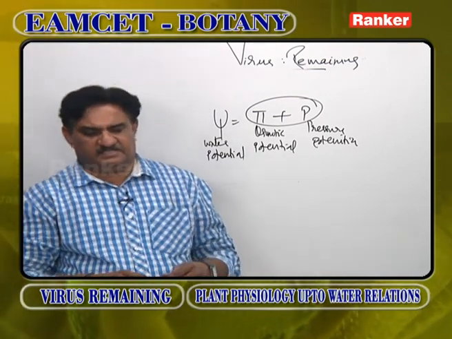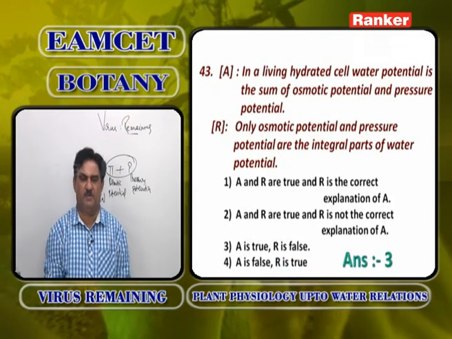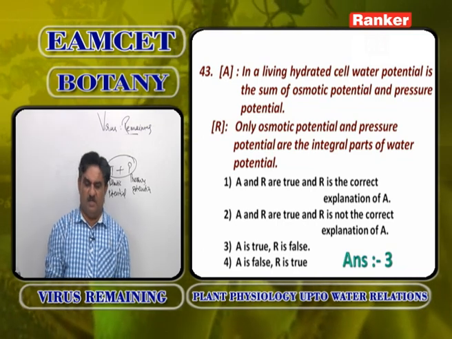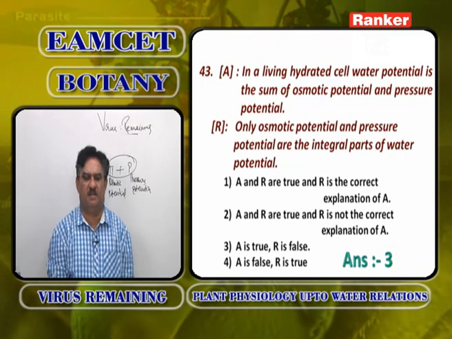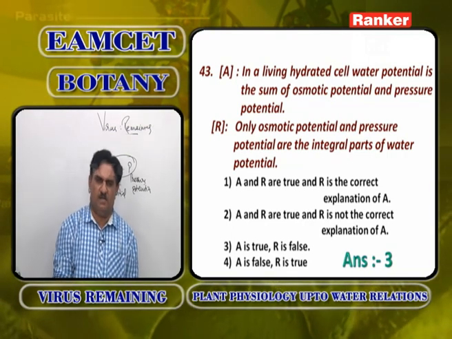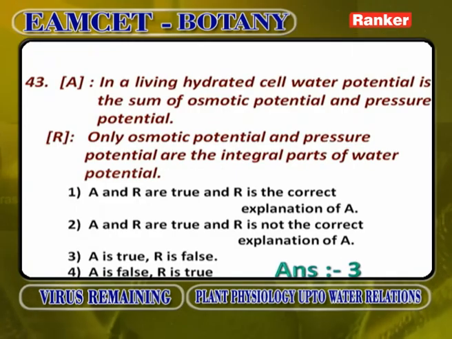So, the assertion is correct. In a living hydrated cell, water potential is the sum of osmotic potential and pressure potential. Reason: only osmotic potential and pressure potential are the integral parts of water potential. This is wrong. They are not the only integral parts of water potential, and they are separate, not caused one by the other. So, A is true, R is false. Third option.